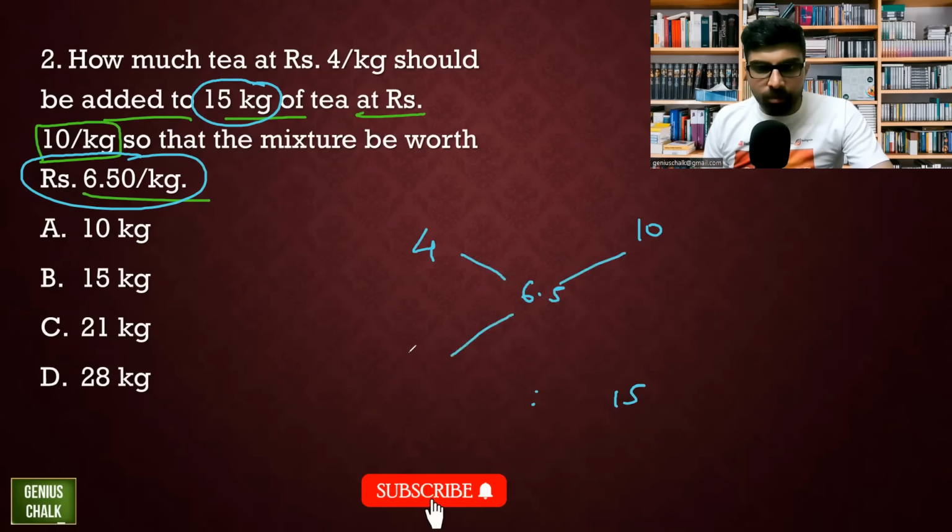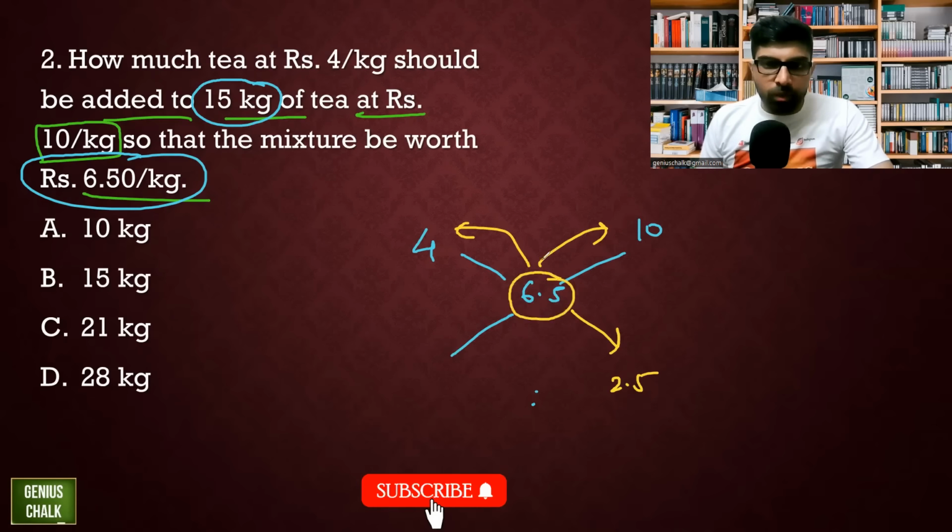So applying alligation, what is the difference we are having? So this difference is 6.5 minus 4, that is 2.5, and 10 minus 6.5, as we know that it is the average, so the difference between 10 and 6.5 is going to be 3.5. So what is the ratio? If you cancel the decimal, it has to be 7:5.